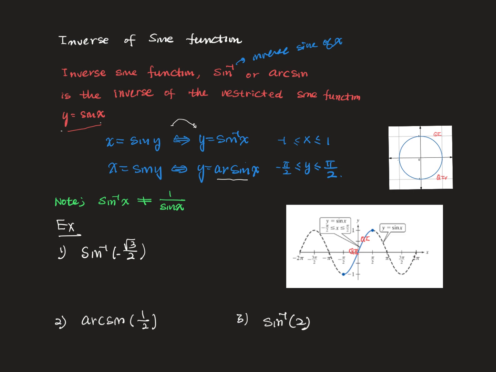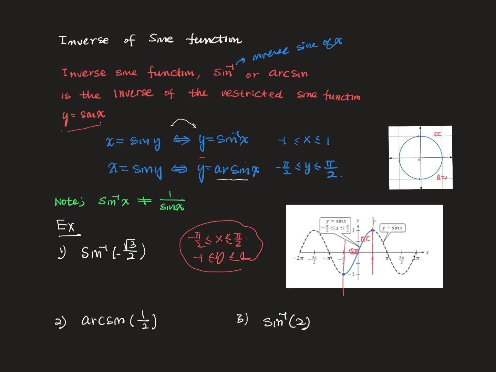Look at the sine function y equals sine x. This is the sine x graph, but we're going to restrict it here. x is between negative pi over 2 and pi over 2, so y is between negative 1 and 1. That's the original sine x graph. But for the inverse function, you switch the x and y values. So x is between negative 1 and 1, and y is between negative pi over 2 and pi over 2.